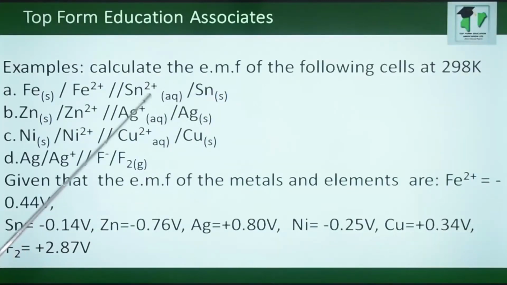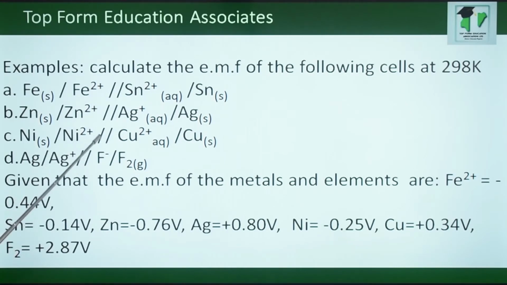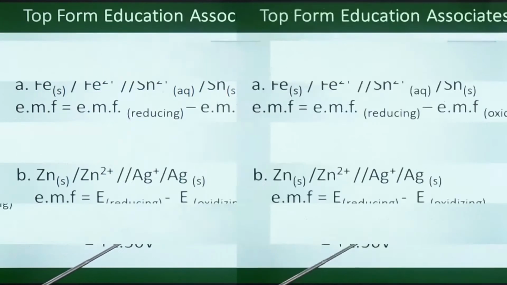For example, calculate the E.M.F of the following cells at 298 Kelvin: between iron and tin, zinc and silver, nickel and copper, silver and fluorine, given that the E.M.F of the metals and elements are, for iron 2 ion, minus 0.44 volts, tin 0.14 volts, zinc 0.76 volts, silver plus 0.80 volts, nickel minus 0.25 volts, copper plus 0.34 volts, and fluorine gas plus 2.87 volts.